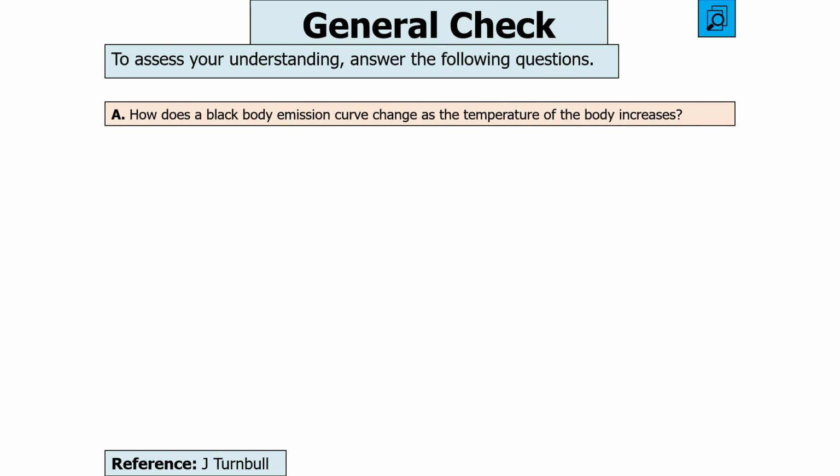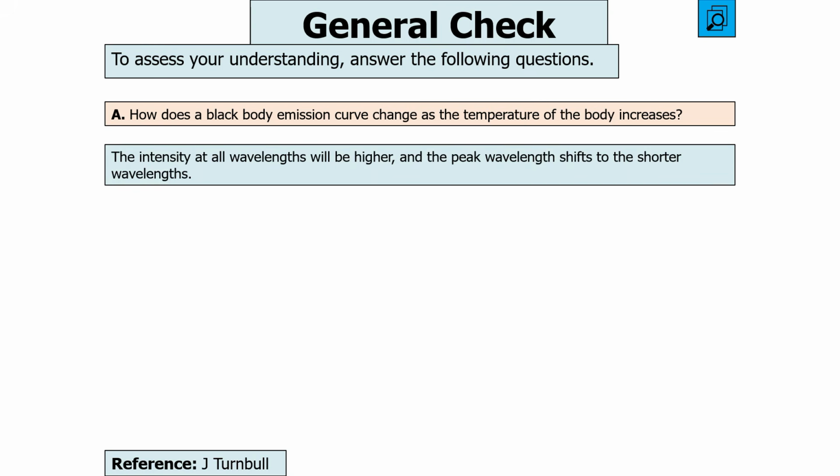How does a black body emission curve change as the temperature of the body increases? The intensity at all wavelengths will be higher and the peak wavelength will shift to the shorter wavelengths.